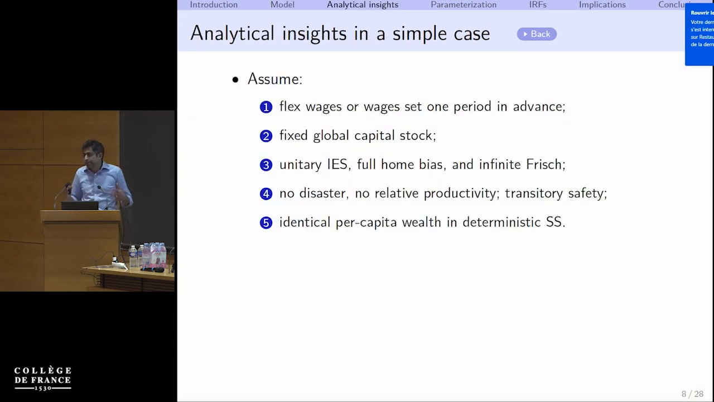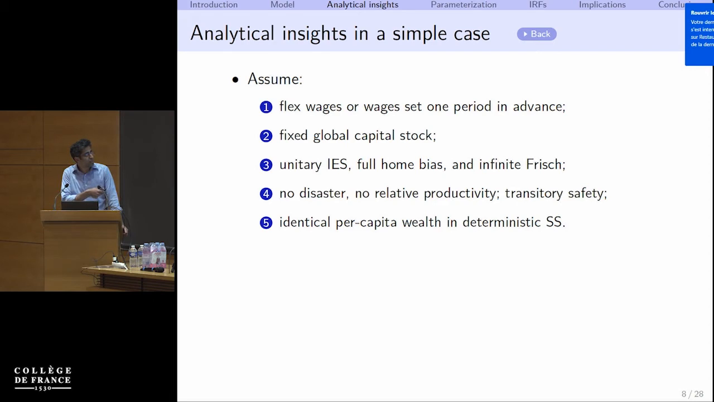Okay, so here's the simple case of this model that we're going to then characterize analytically. First, I want to think about two cases, either flexible wages or wages set one period in advance. I want to think about a fixed global capital stock, so there's no important effects on investment, but we will have endogenous output through changes in consumption. I'm going to specialize to the case of a unitary IES, as well as full home bias and an infinite Frisch elasticity. These are just parametric conditions that make the closed forms simple. They're not essential. I'm going to focus on a case with no disaster shocks, no relative productivity. Just think about safety shocks and global productivity shocks. Two shocks to make the simple points I want.